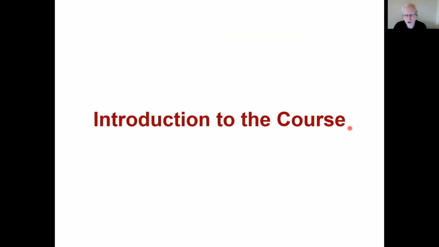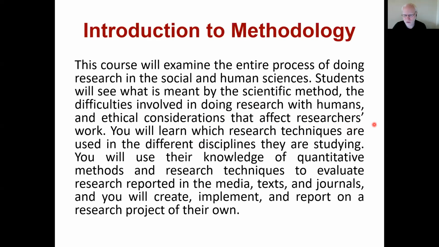All right, so introduction to the course. This slide reproduces from the syllabus, and the syllabus is already up on Leia. The idea of this course is to bring you through the entire process of doing research in the social and human sciences. You've already learned a little bit about statistics, but this course is more about what are the different types of research designs that we have? If you've got a research question, how do you go about designing a study that can answer that question? And what are all the different steps from start to finish in a project?